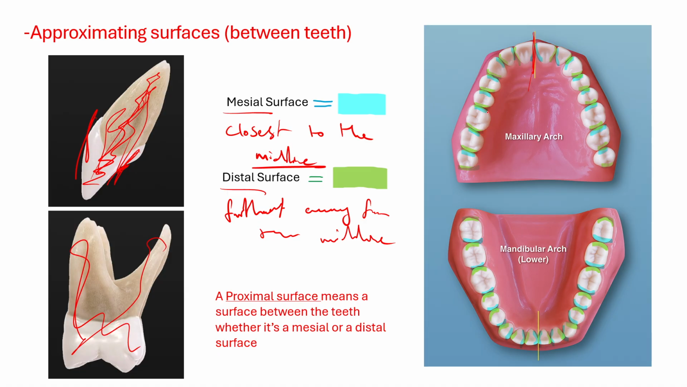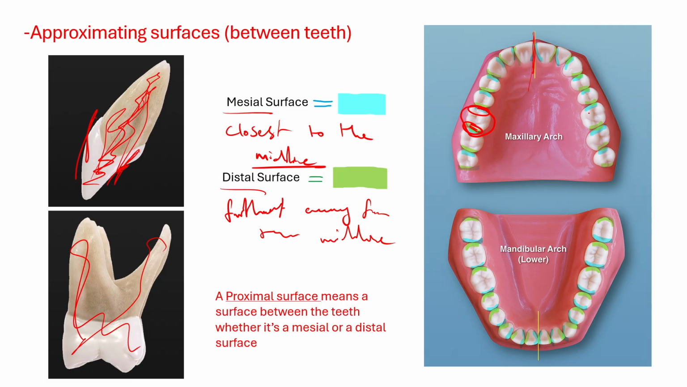For example, let's just get this first molar over there. These are the approximating surfaces, this side and this side. Now, how do you know which is the mesial and which is the distal? As we just said a moment ago, the mesial surface is the surface that is closest to the midline. So which one is close to the midline? This surface right over there, or this surface right over there? Of course, it's this surface. So this is the mesial surface, and this must be the distal surface. Again, this is the mesial surface of this tooth, and this is the distal surface.